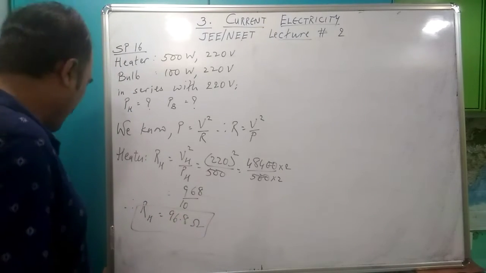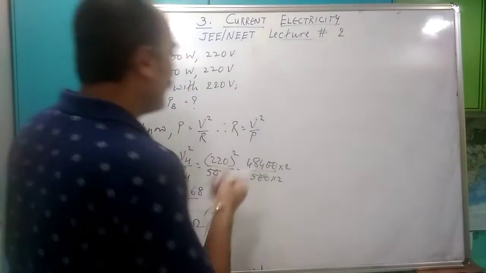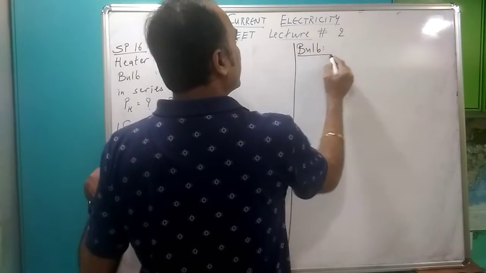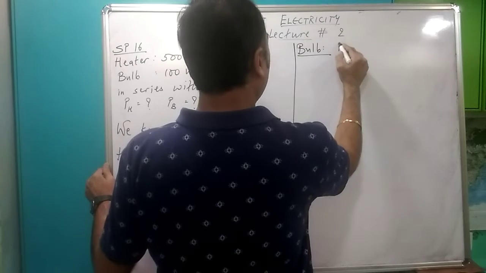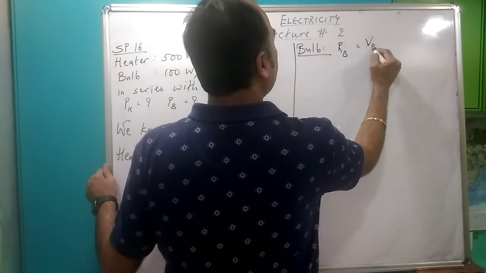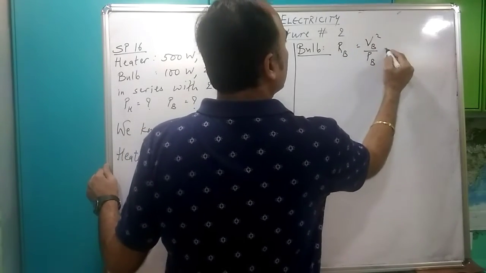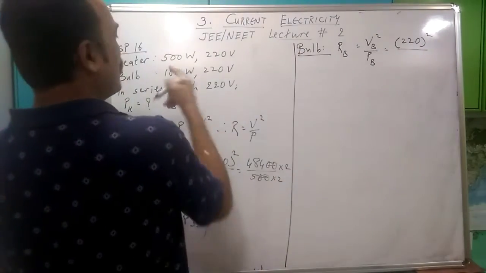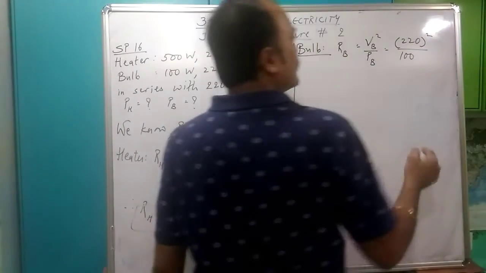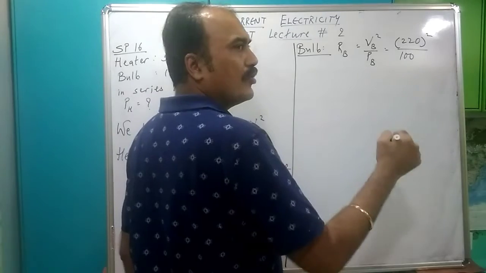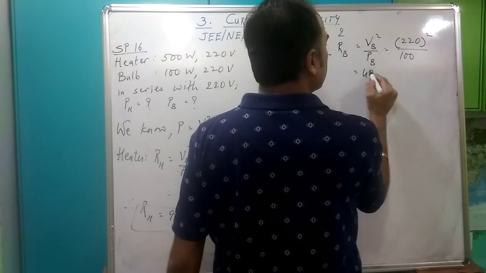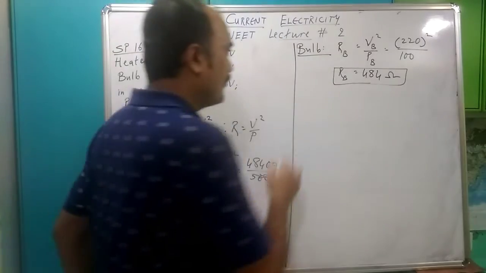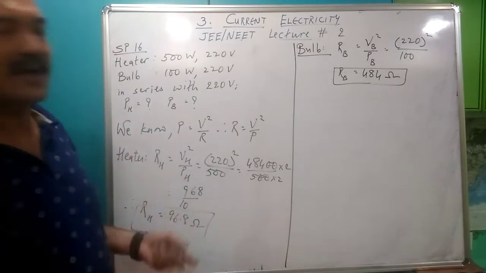Okay. Now for the bulb, let's find out for the bulb. Same theory. RB is VB square by PB. So VB square is 220 square, and PB is how much? That's 100. So that would be 48400 over 100. We cancel the double zeros, so it is 484 ohm. Wow, we have got both RH as well as RB.